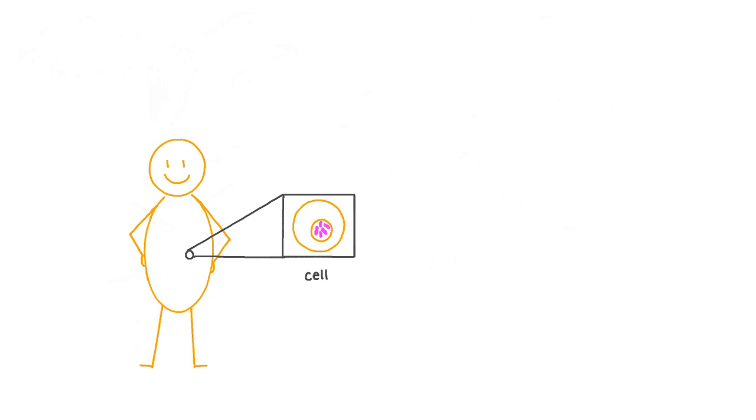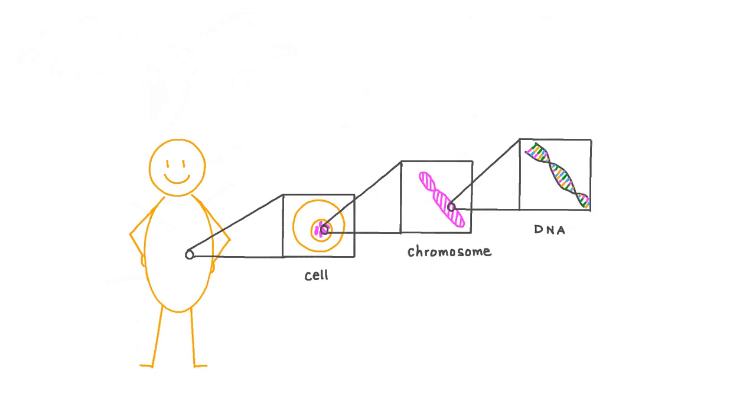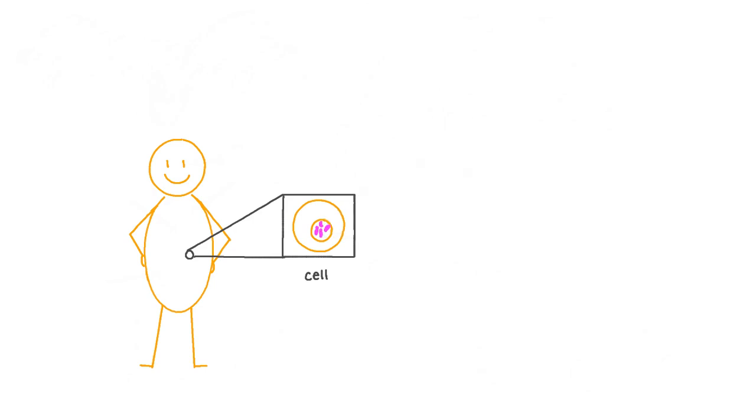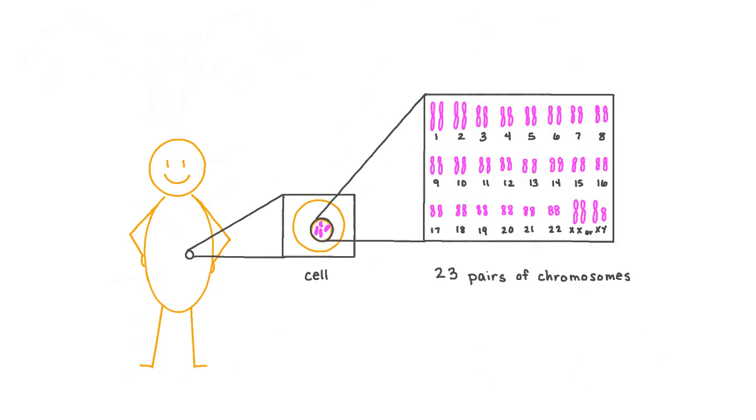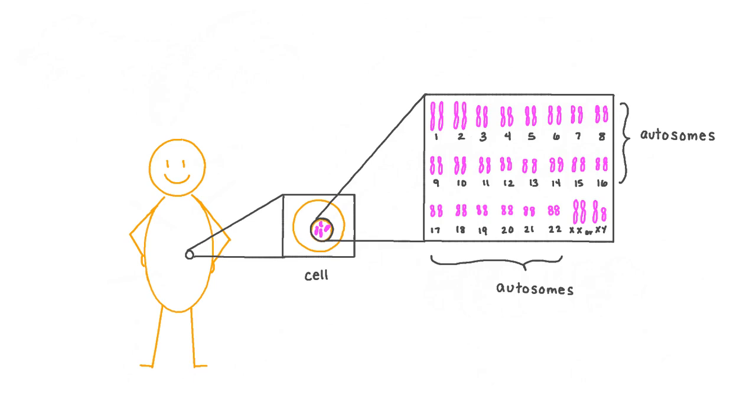Nearly every cell in our body contains chromosomes, which are linear structures that carry DNA. Human cells contain 23 pairs of chromosomes, or 46 chromosomes in total. Of these, 22 pairs of chromosomes are autosomes. These autosome chromosomal pairs are numbered here from 1 to 22, where chromosome 1 is the largest and chromosome 22 is the smallest. The 23rd pair of chromosomes are the sex chromosomes.